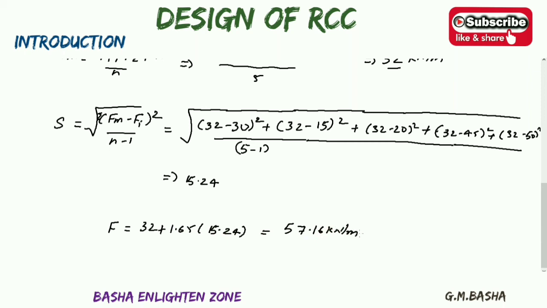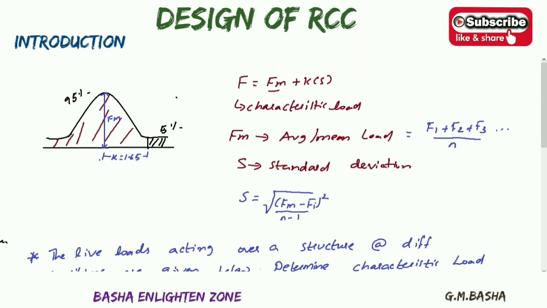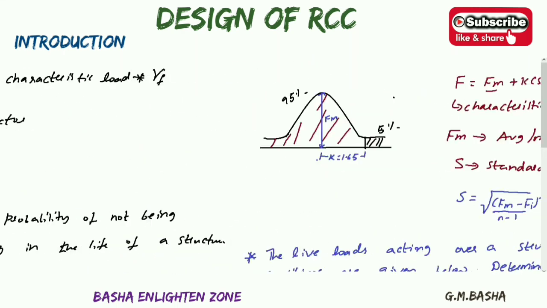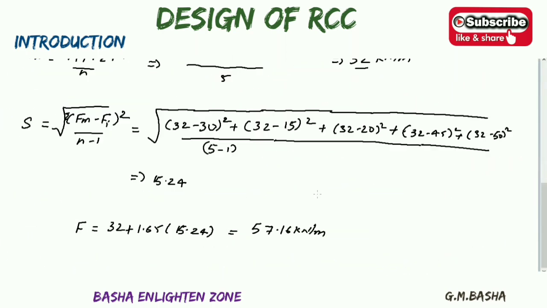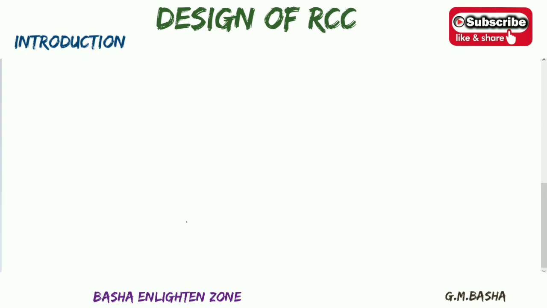So this is the procedure for finding characteristic load. So what is the characteristic load? I already told you, characteristic load is the load which has 95% probability of not being exceeded in the life of the structure. And again we will talk about the characteristic strength of the material, which is very similar. I will just give the hint for this one.